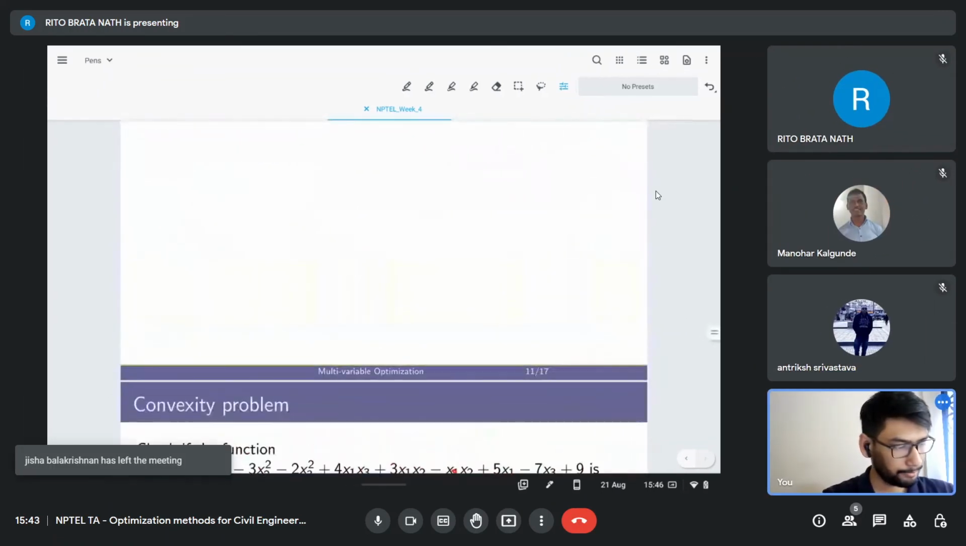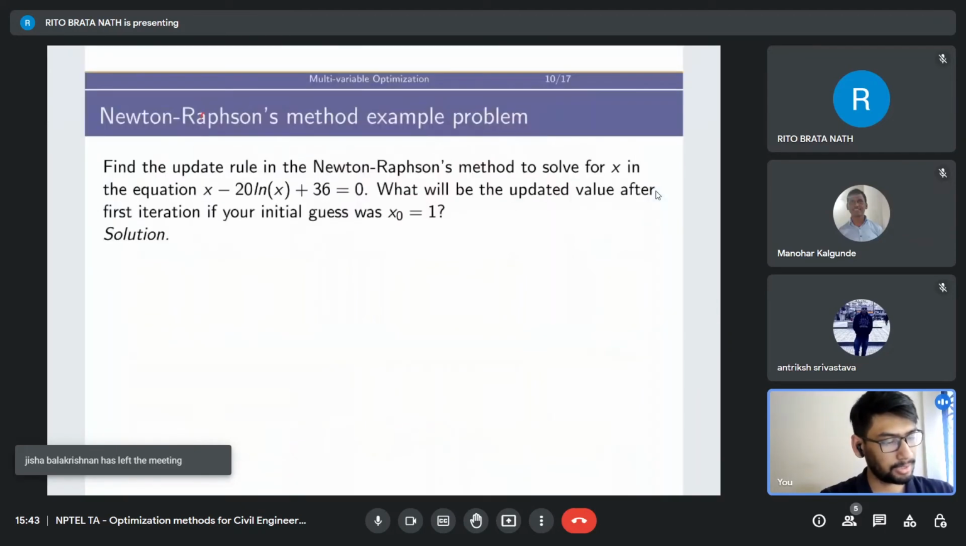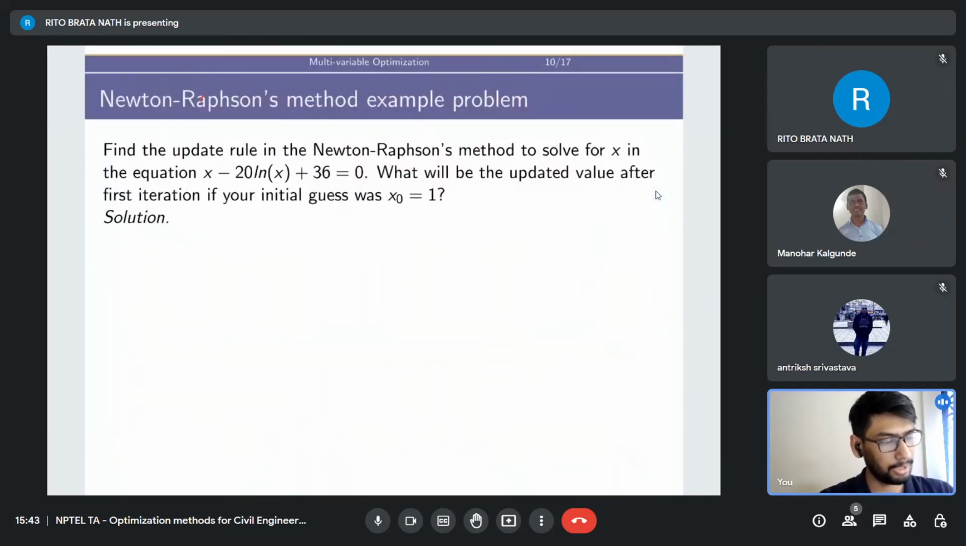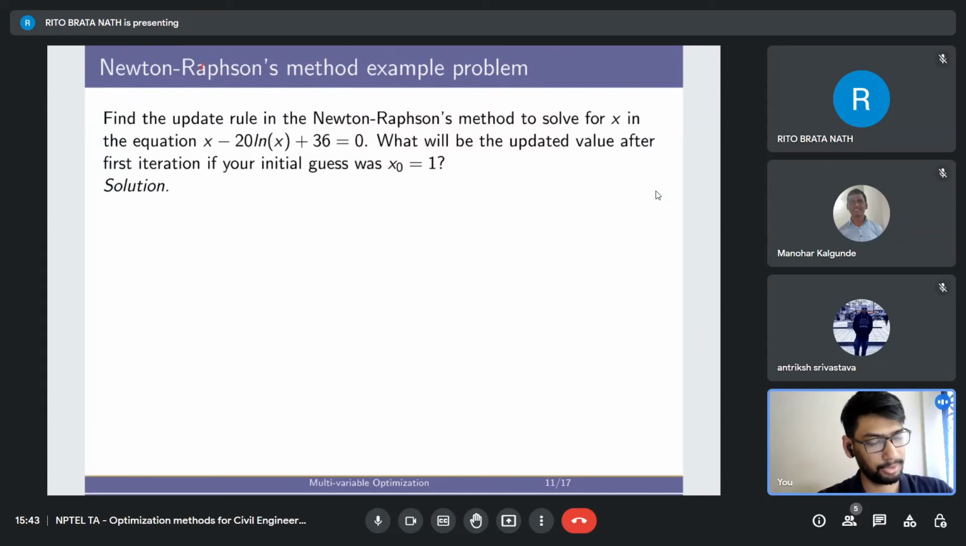So, okay, let's solve this Newton-Raphson's method problem. Then I'll be probably checking those graphs and conclude this session. In Newton-Raphson's method, you have an update rule, which is xt plus 1 equals xt minus f(xt) divided by f prime of xt. So just be careful while using this Newton-Raphson's method compared to Newton's method.